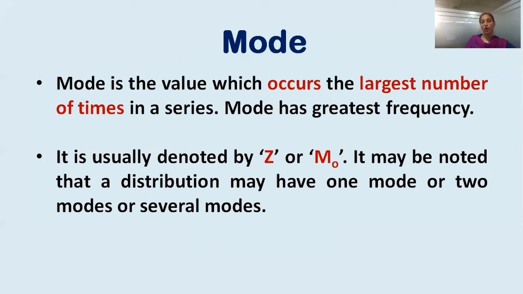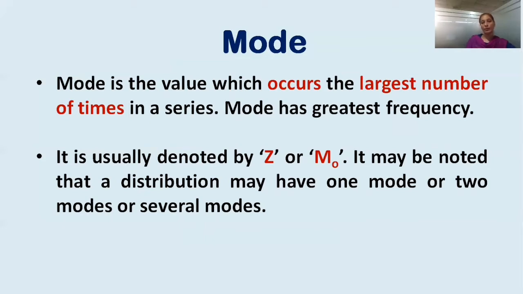So it is the most occurred value in a given series. Another way of defining mode is that mode has the greatest frequency. Generally mode is represented by Z or Mo. So these are the two representations of mode.